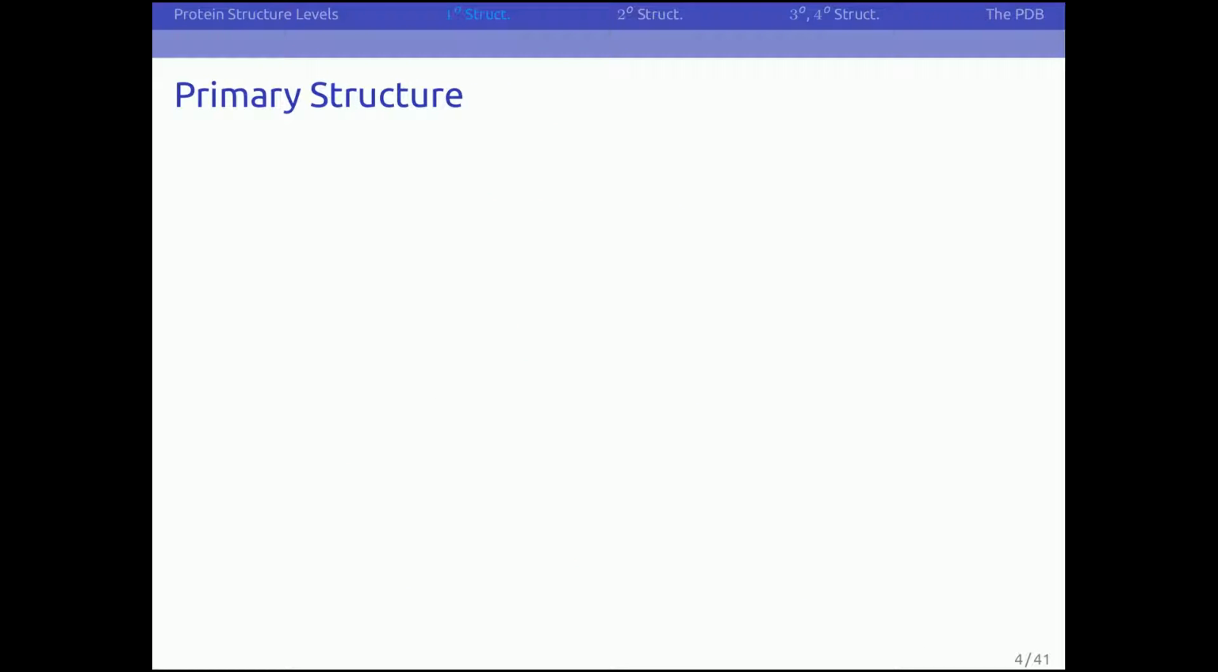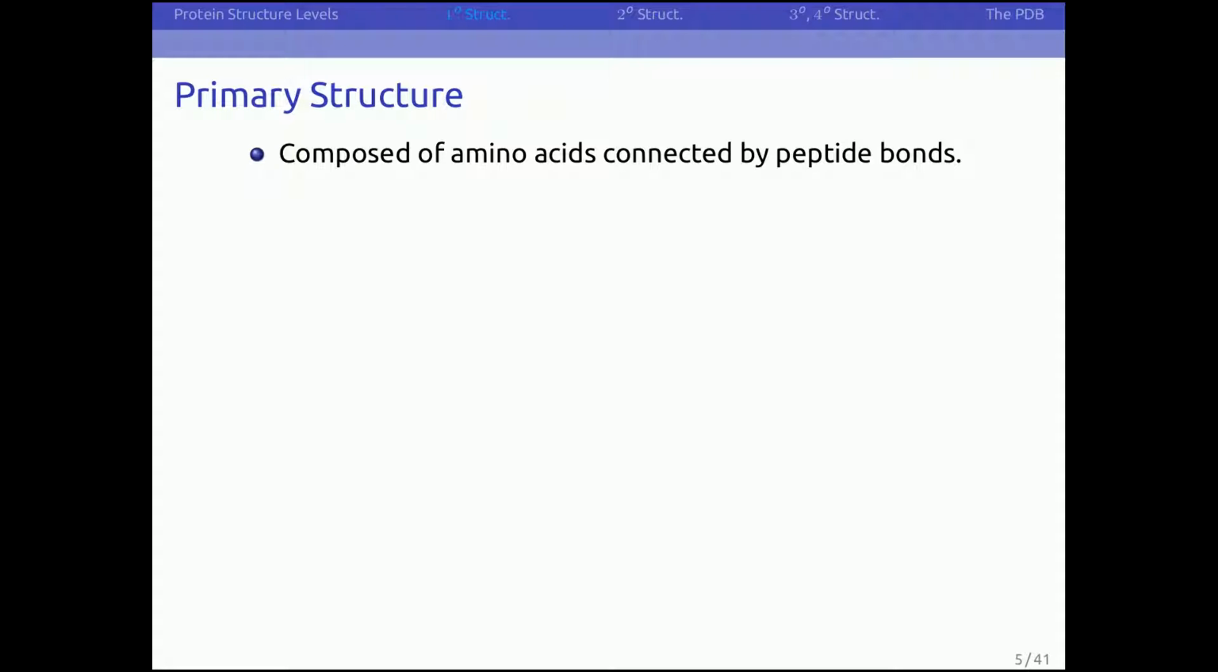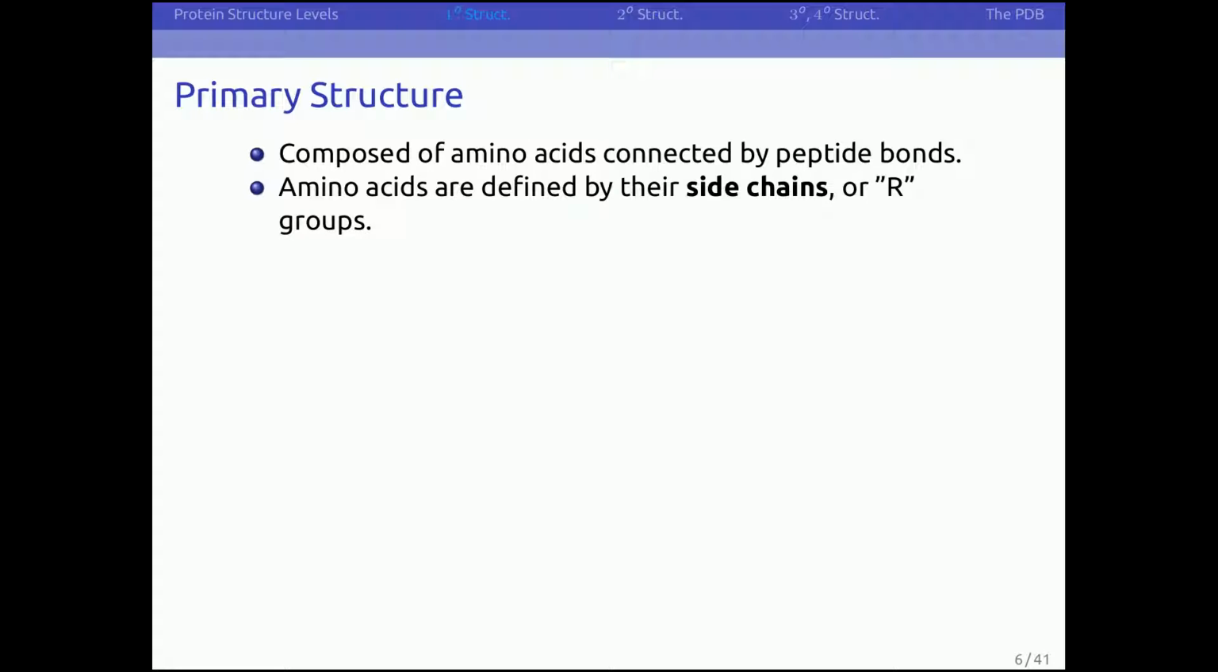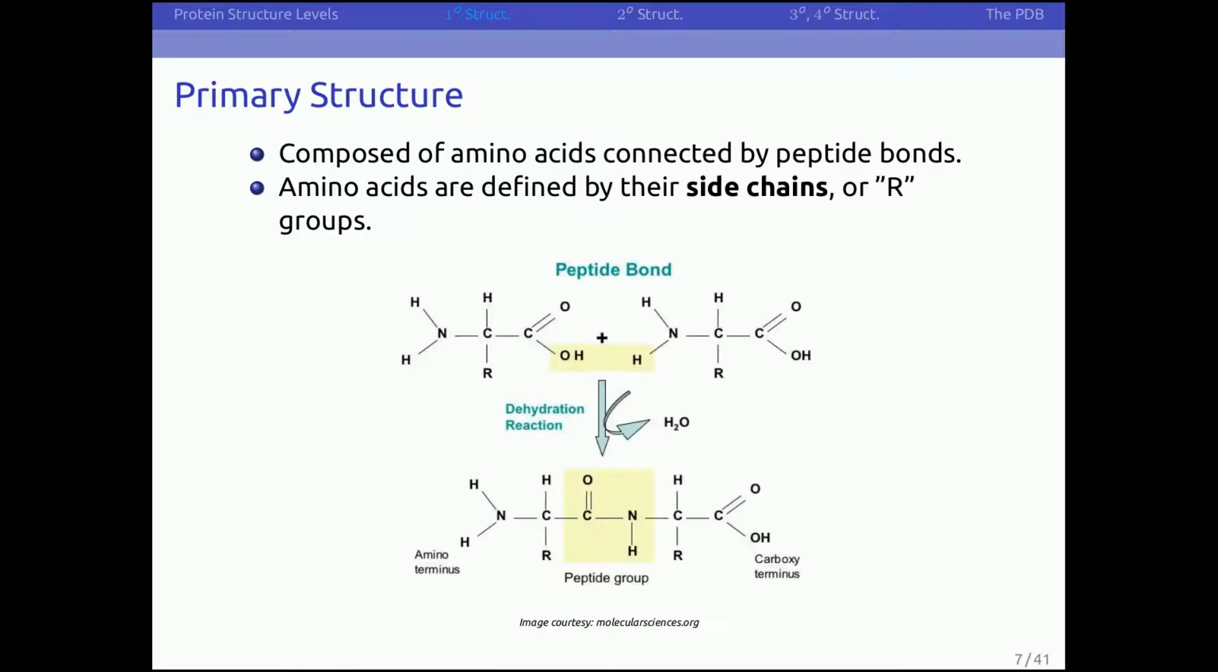Okay, let's take a look at primary structure. Primary structure is composed of amino acids that are connected together by peptide bonds. And each amino acid is defined by its side chain or R group. So I will use the term side chain, R group, side group. These terms all mean the same thing when it comes to amino acids. So here's our second picture.